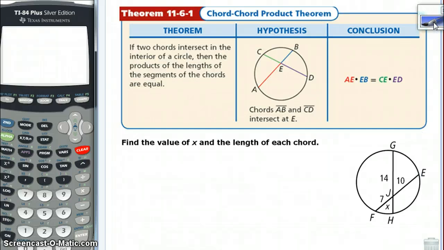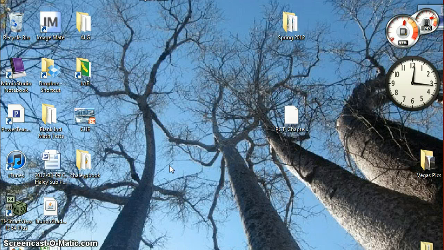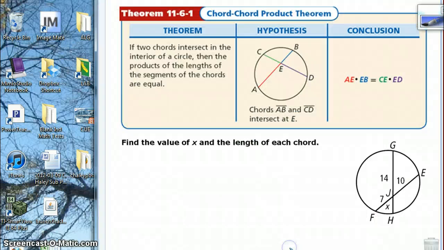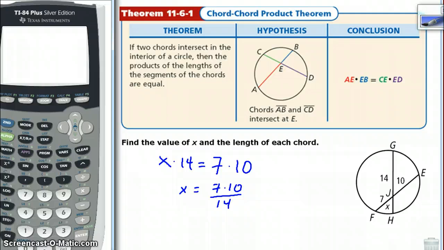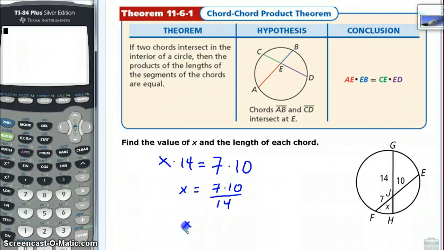Find the value of x and the length of each chord. Our theorem tells us that x times the other part of the chord, which is 14, is equal to 7 times 10, the other chord's parts multiplied together. So x is equal to 7 times 10 divided by 14. And it looks like x is equal to 5.